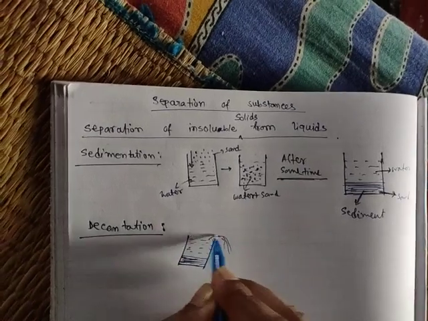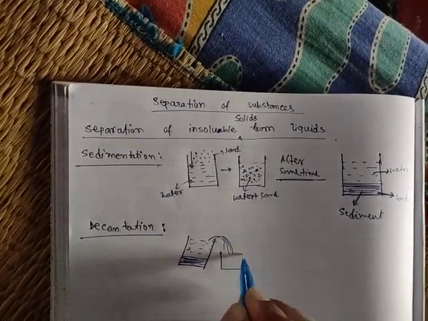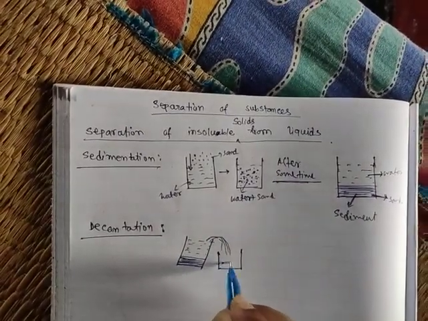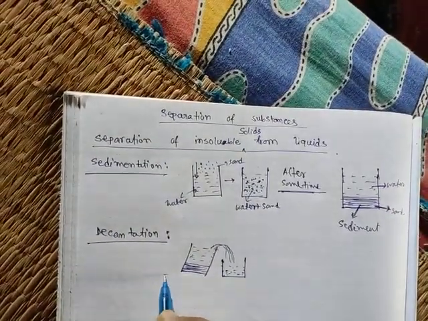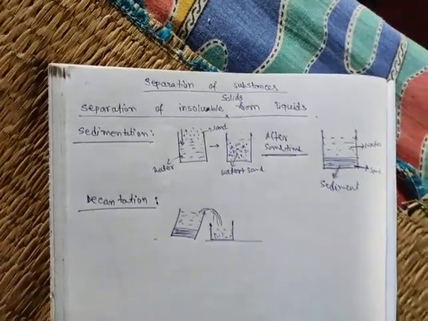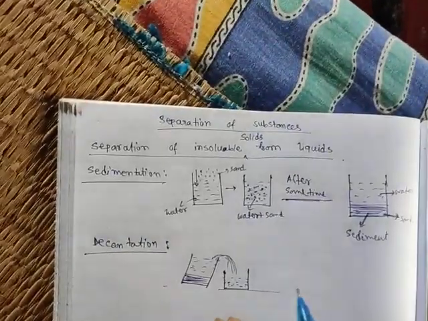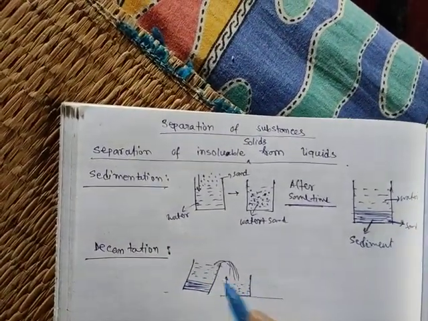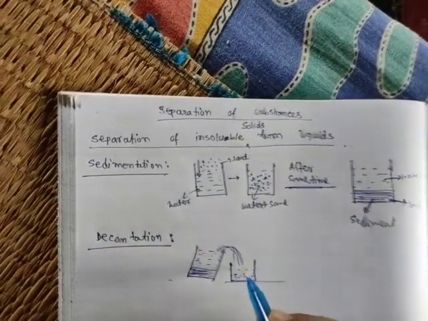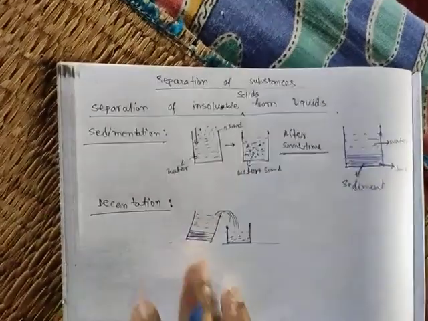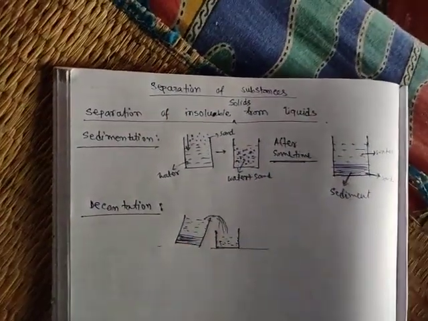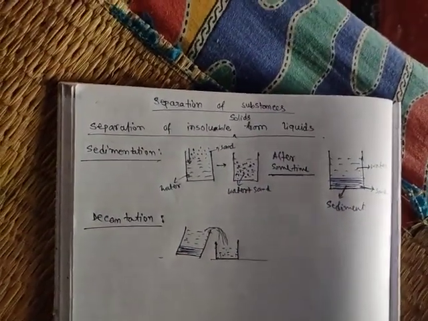Gradually pour the liquid into another container. Okay, so if we gradually pour off, what will happen? The water will go to the other container, but the sand will remain in this container, and the sand and water are separated in this process.